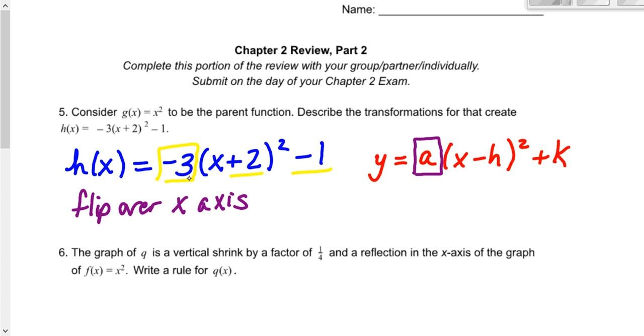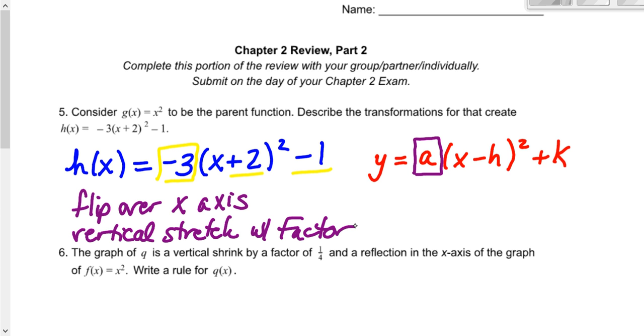And the fact that there's a 3 means that there's been a vertical stretch by a factor of 3. So this is going to be a taller sort of parabola, up and down. And then the other two numbers are going to be a change in the vertex, which slides the whole parabola over or up or down. We'll have to look at that.